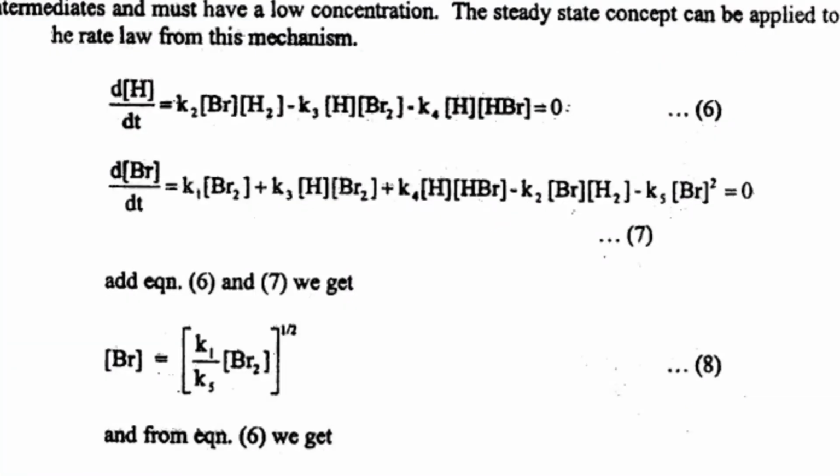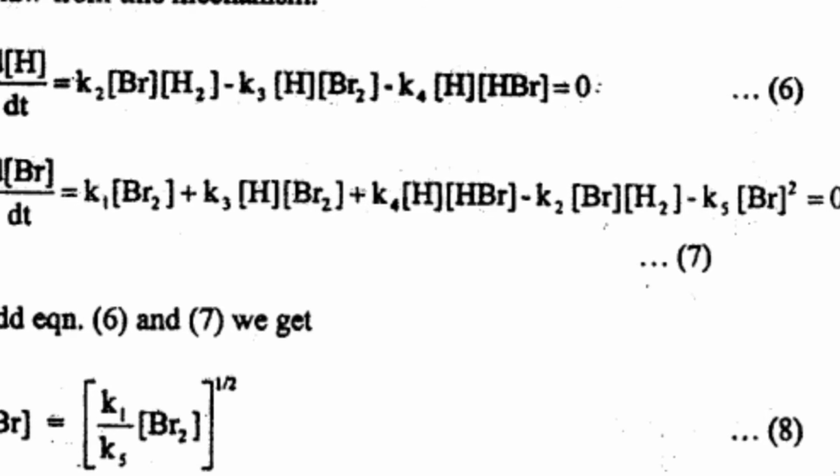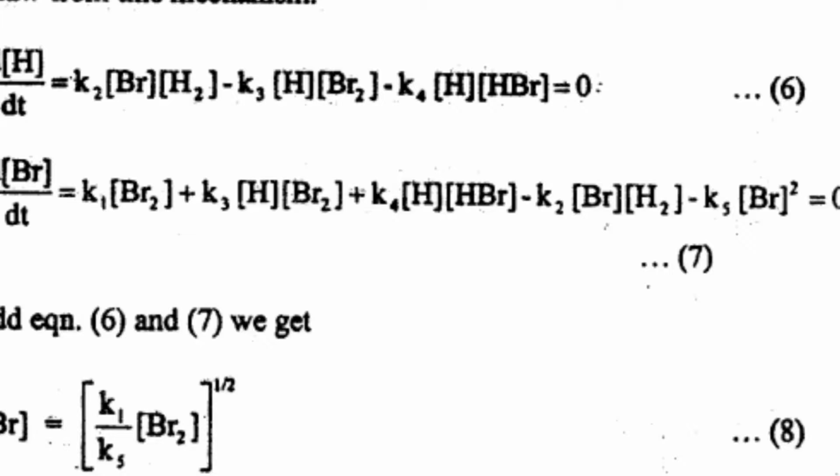Hence we have written a positive sign for k2[Br][H2], a negative sign for k3[H][Br2], and a negative sign for k4[H][HBr], because in the second step hydrogen radicals are formed, and in the third and fourth steps they are consumed. Let us write the steady state concept for the bromine radical.